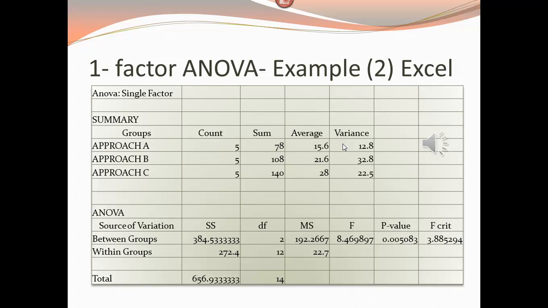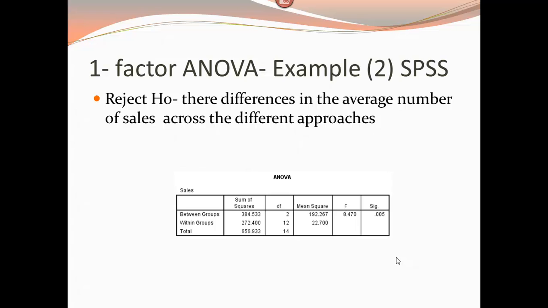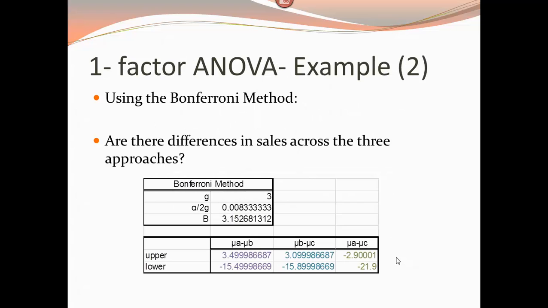To get this output, I follow the same process as I did before. Select data, then data analysis, ANOVA single factor. I input all of it. You can confirm the same thing using SPSS, but then we want to know which approach is better. So we can look at the Bonferroni method. Here's the output from Excel.